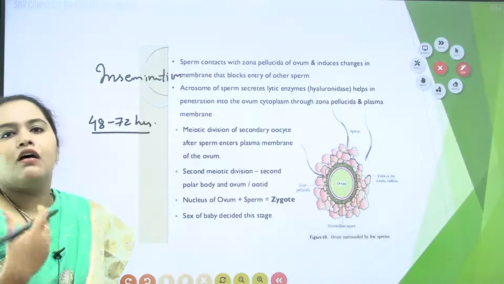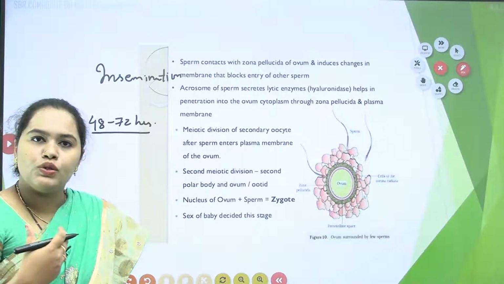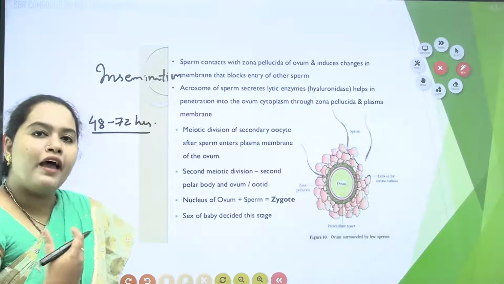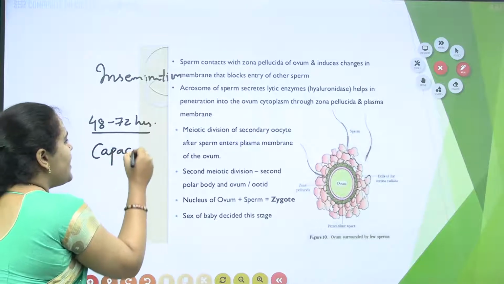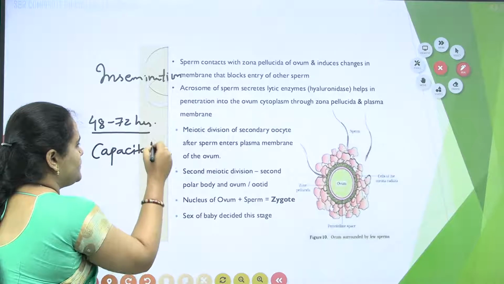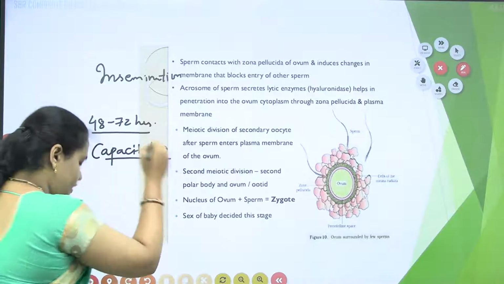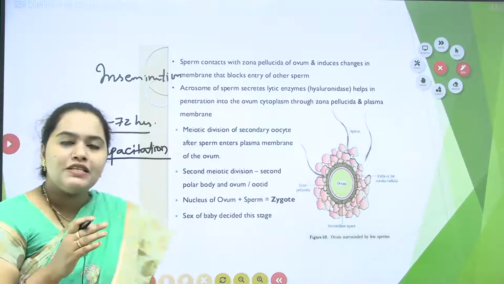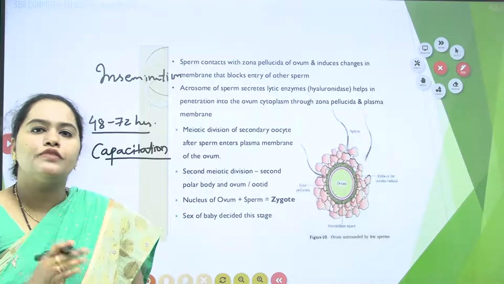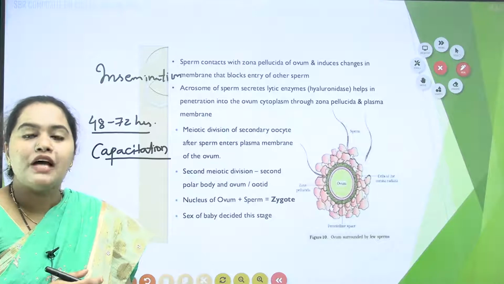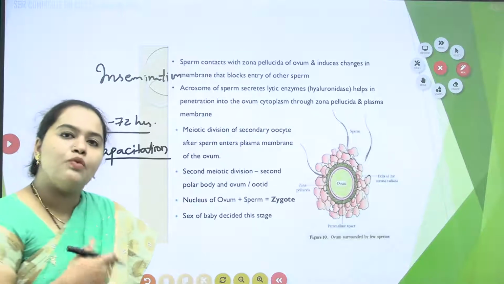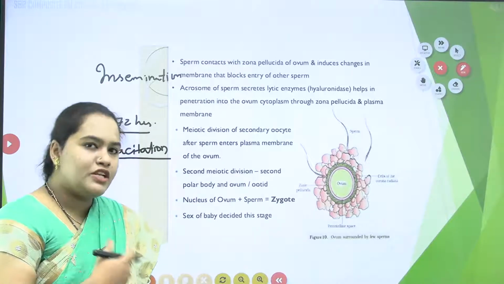Once the sperms enter the female genital tract, the capacitation of the sperms will occur. Now, what is this capacitation? Capacitation is the activation of the sperms, and they get activated once they are inside the female genital tract.